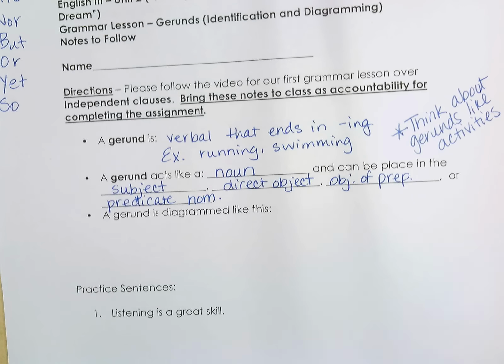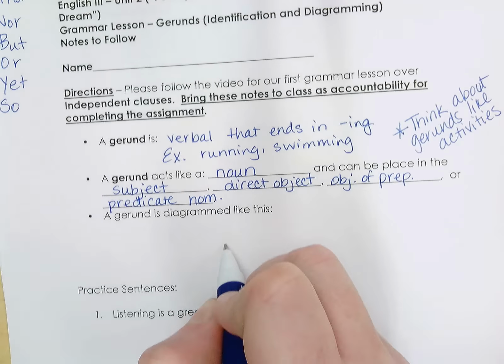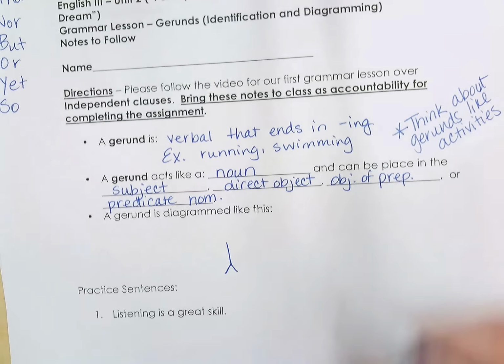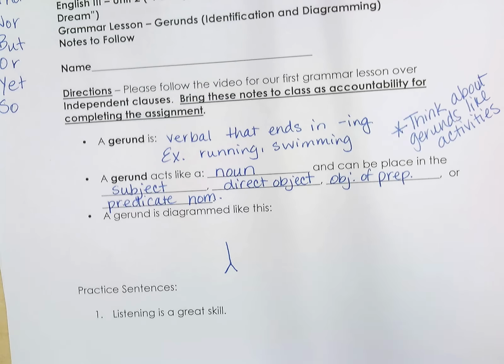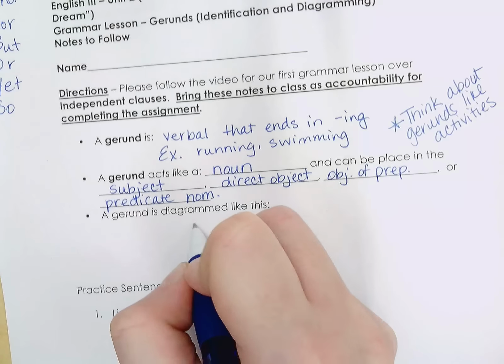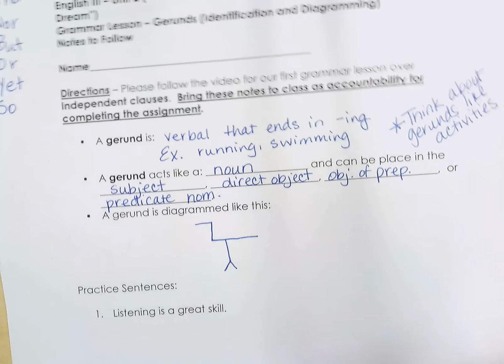The way that we diagram a gerund is similar to an infinitive in that it has to be diagrammed on a stand. But what's different about the diagram is that there's kind of a stair step. So it looks like this.